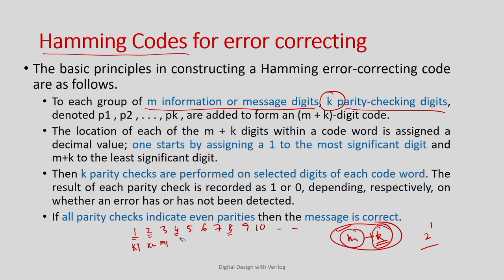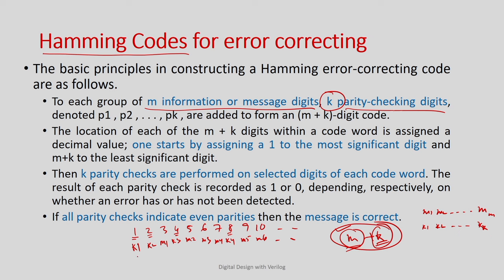So, parity bit 3 will come here, message bit 2 will come here, message bit 3 will come here, message bit 4 will come here, parity bit 4 will come here, message bit 5, message bit 6 and so on. So, I am just thinking there are m message bits, which is basically m1, m2 to mm, and the parity bits are basically k1, k2 to kk.